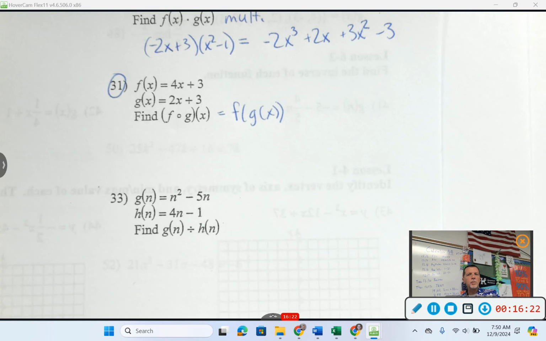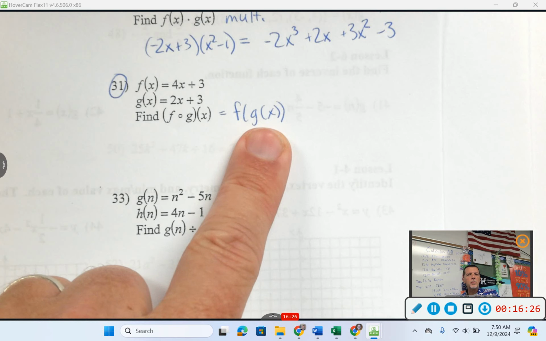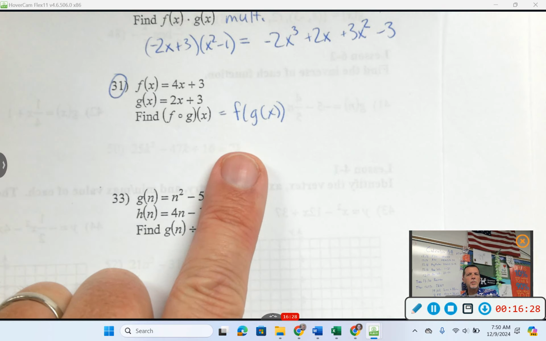Okay, 31, f of g of x. I much prefer to write it this way because I'm less likely to mess it up if I do it that way.